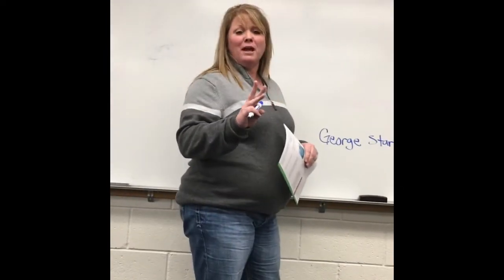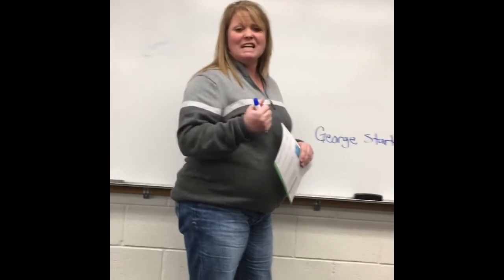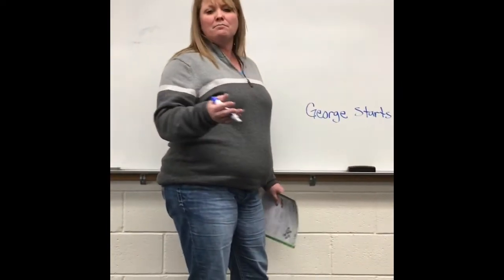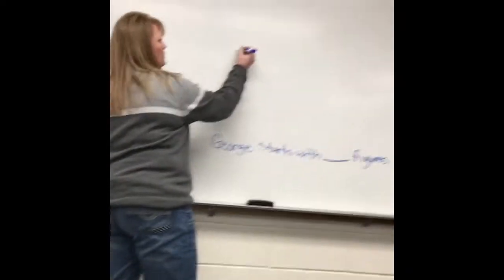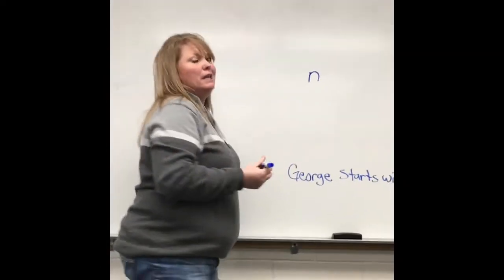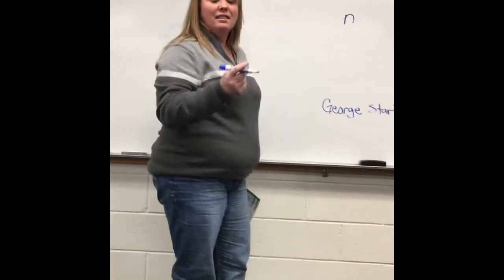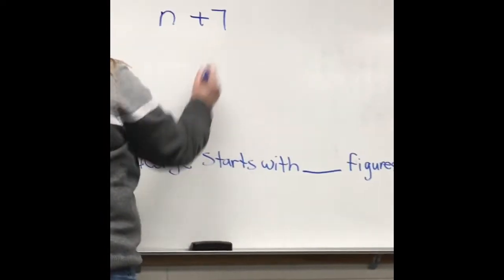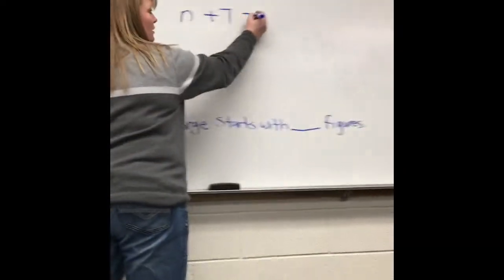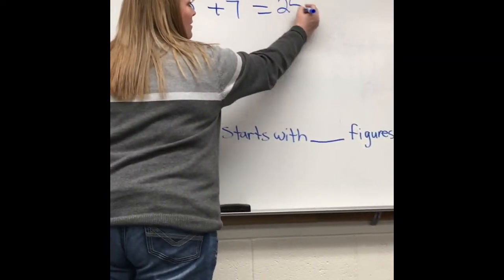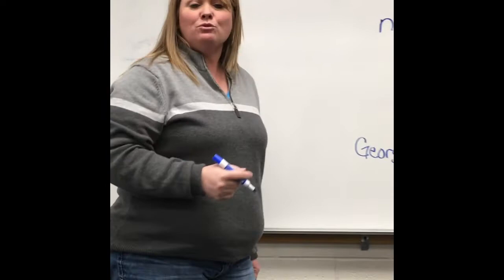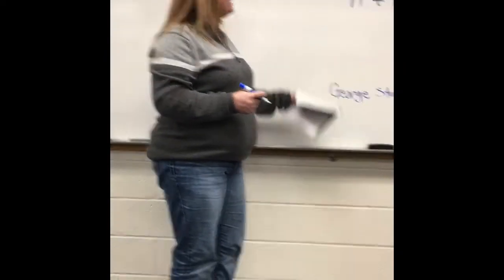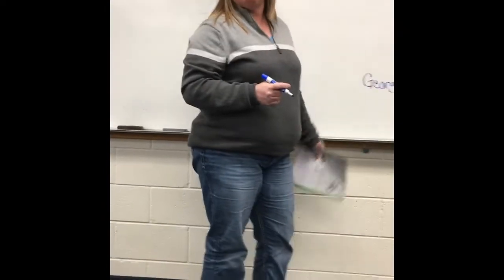All right, the third way we're going to solve is writing an equation. So we know George had some number of figures. We don't know what that is, some number of figures. And then it tells me that he added 7 figures to have a total of 25 figures. We just wrote an equation to solve. How are we going to solve for this unknown number of figures?